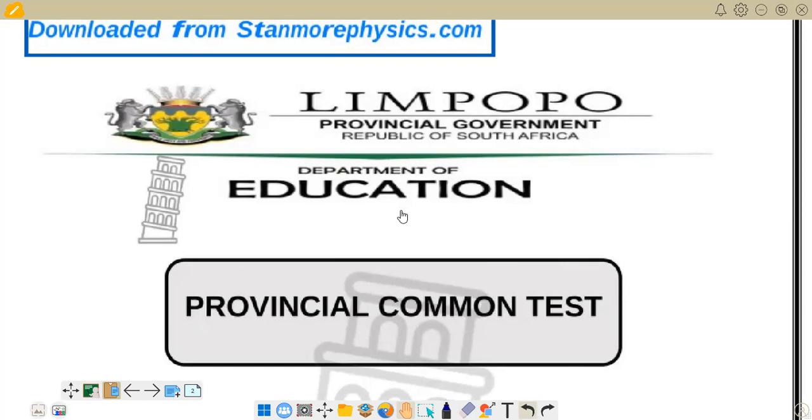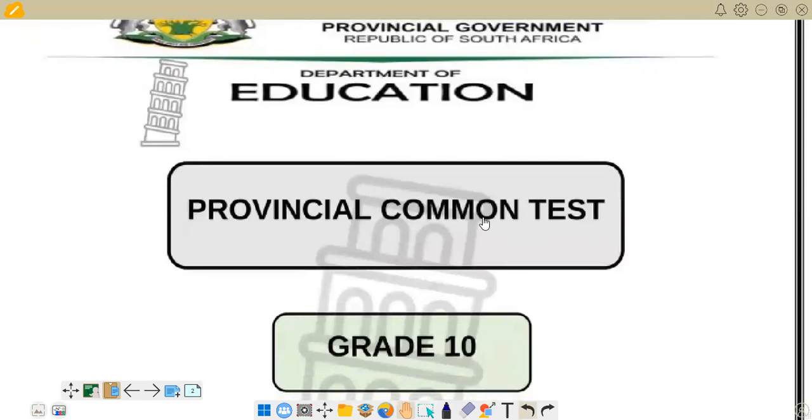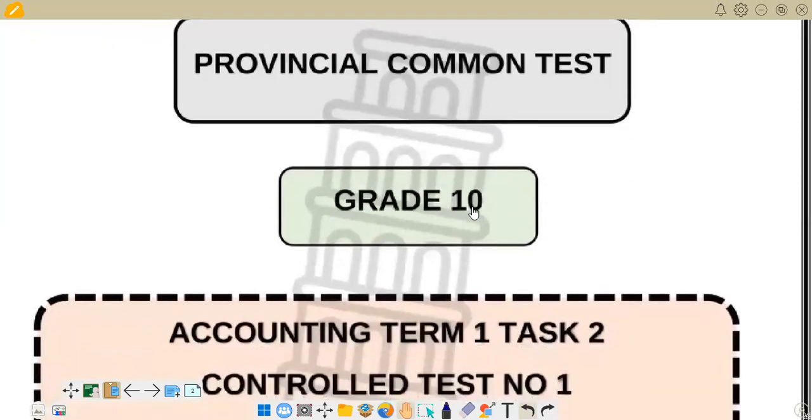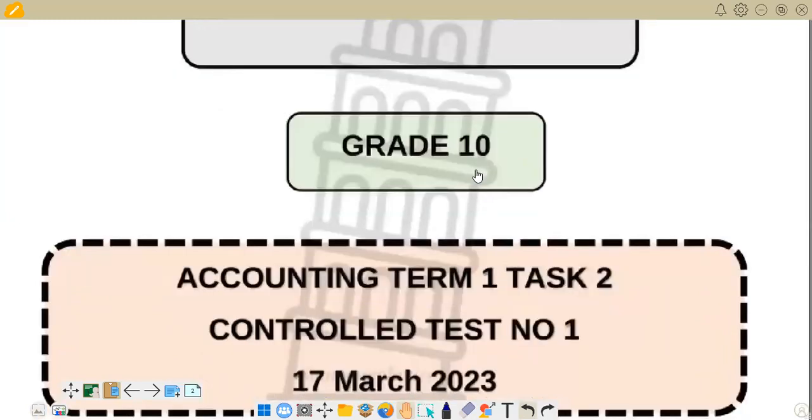Today we want to look at a question from a question paper. This question paper is for Limpopo province and it's a provincial common test. We can go down to see other details: it is a Grade 10 test for accounting, term 1, task 2, controlled test number 1 for 17 March 2023.